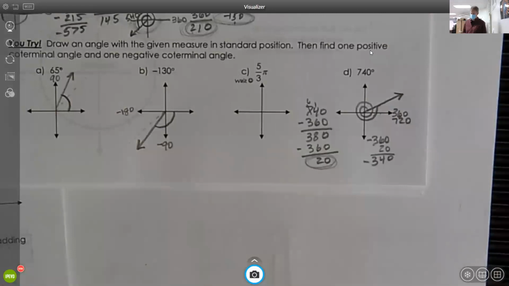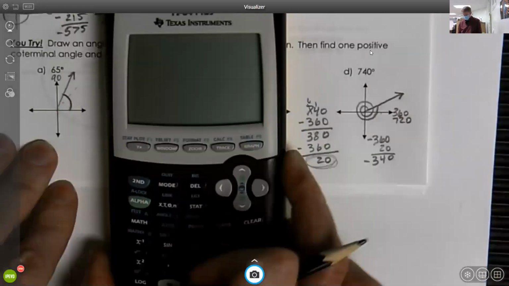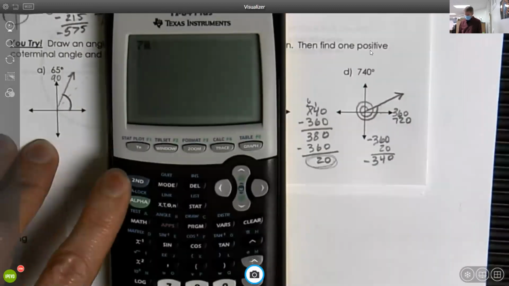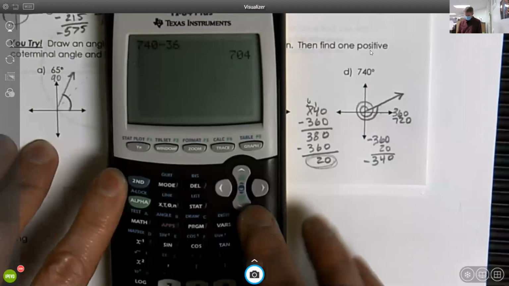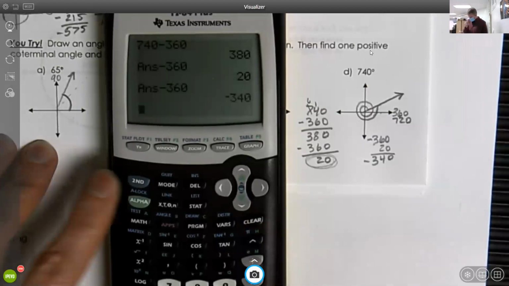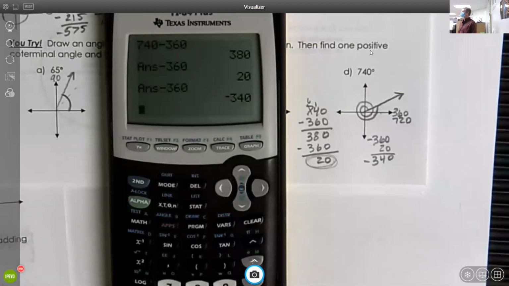That's a negative coterminal. If it would help you to do it with the calculator, you've got the 740, and we subtracted the 360. We subtracted the 360, and we subtracted the 360, and we finally came up with negative 340.